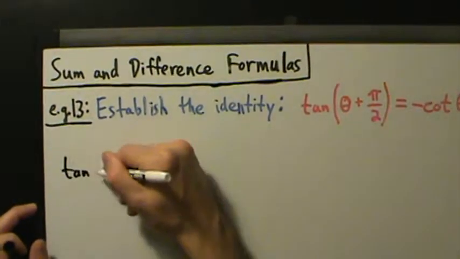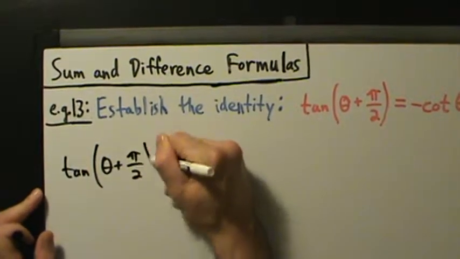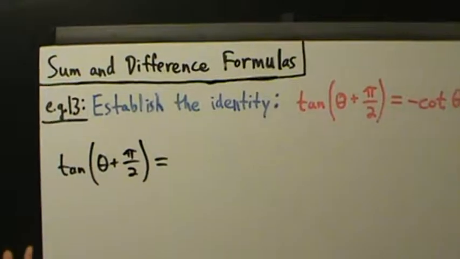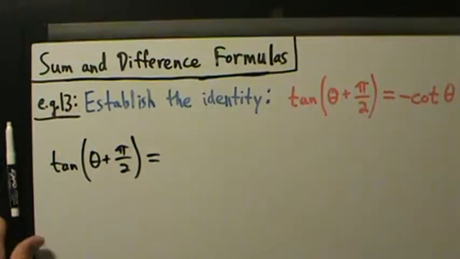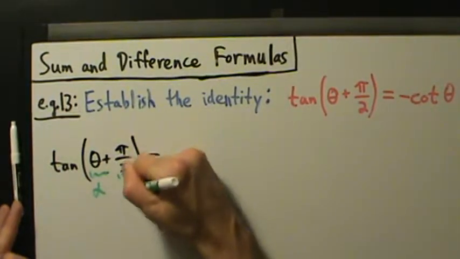So tangent of theta plus pi over 2 equals, so we're going to use that formula with here's our alpha, here's our beta.